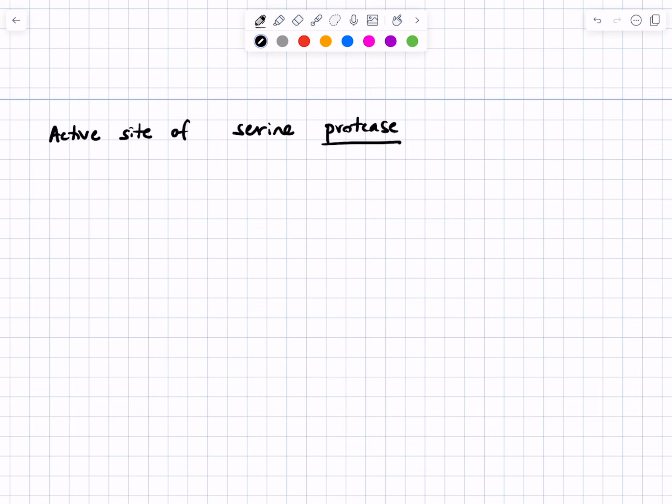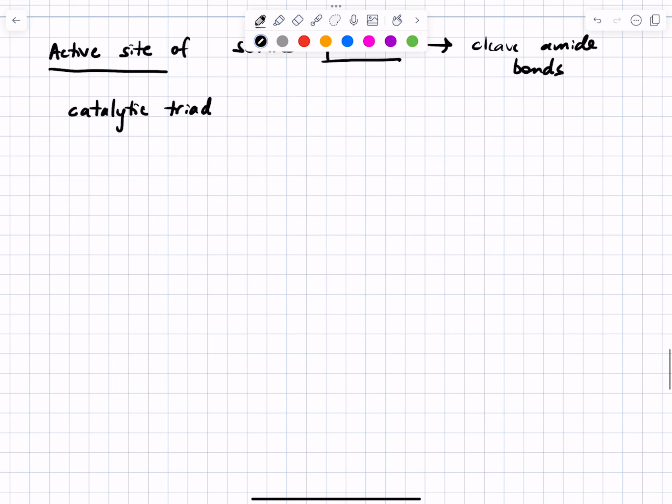So proteases cleave amide bonds. And in your text, I think in this chapter, I've had you read some things about enzyme names so you can get a sense for what enzymes do. Proteases cleave amide bonds in proteins. So the active site within a serine protease has something that has come to be called a catalytic triad. There are 3 amino acids that are important for hydrolyzing the amide bond.